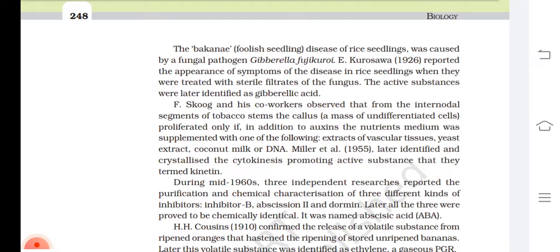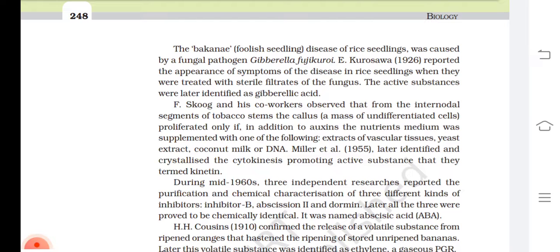F. Skoog and his co-workers observed that from the internodal segments of tobacco stems, the callus, a mass of undifferentiated cells, proliferated only if, in addition to auxins, the nutrient medium was supplemented with one of the following extracts of vascular tissue: yeast extract, coconut milk, or DNA. Miller et al. in 1955 later identified and crystallized the cytokinesis promoting active substance that they termed kinetin.